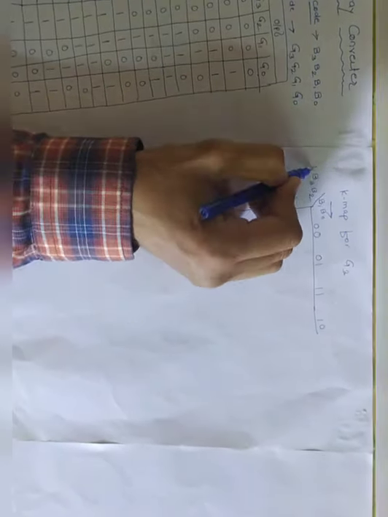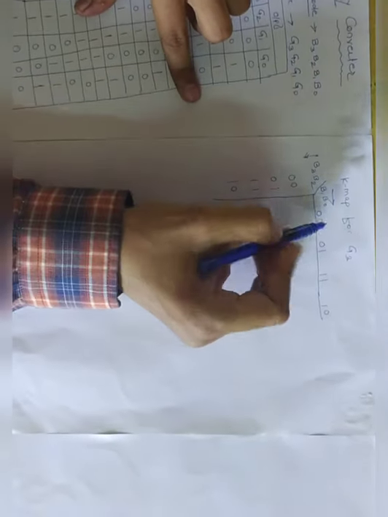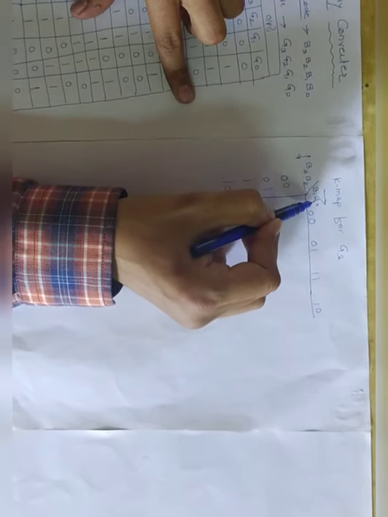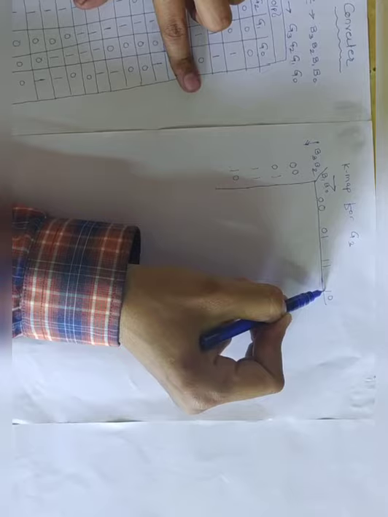Now these are the values of B2 and B3. This is the value of B2, this is the value of B3, this is B2, this is B3, B2, B3, same way. Now these are the values of B0 and B1: B0, B1, B0, B1, B0, B1, B0, B1.